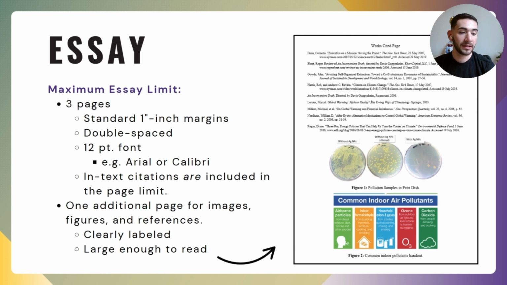For example, here they have included 2 figures which are clearly labeled and then a clear description of what they are. So top image, pollution samples in a petri dish, and the bottom, a common indoor pollutant handout. As long as you are following those guidelines of being clearly labeled and large enough to read, you can play around with the formatting of that additional 4th page.